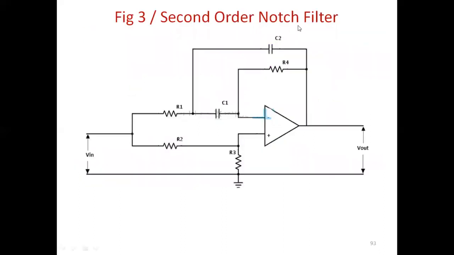Second order notch filter. Input voltage is given here, output voltage is taken here, and this one is the op-amp in inverting configuration. We are combining low pass filter and high pass filter. So R1 and C2 form the low pass filter, C1 and R4 the high pass filter. Low pass filter is combined along with the high pass filter and given to the inverting terminal of the op-amp. Here R2 is the input resistor, R3 is the current limiting resistor. Input voltage is given here, output voltage is taken here. So this notch filter is called second order notch filter.